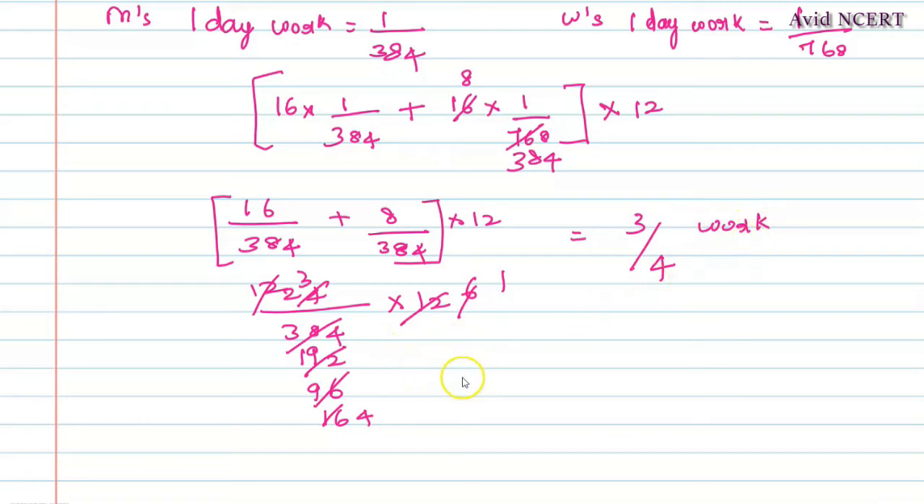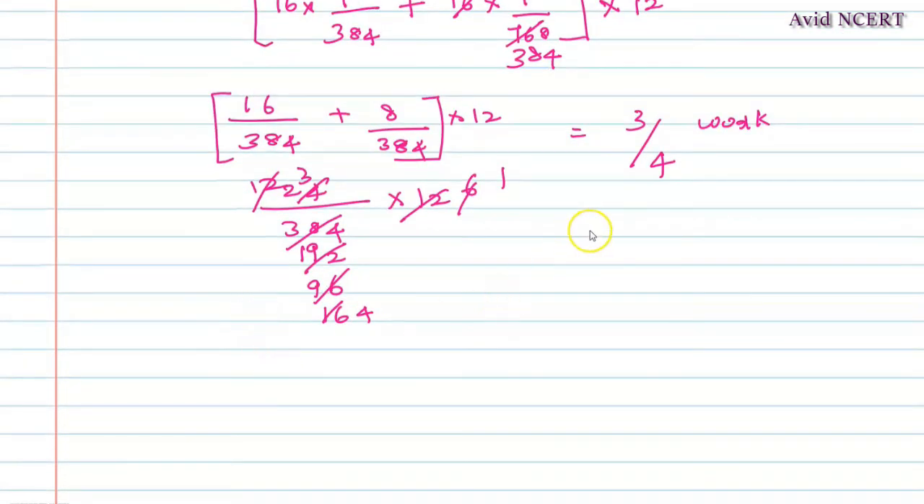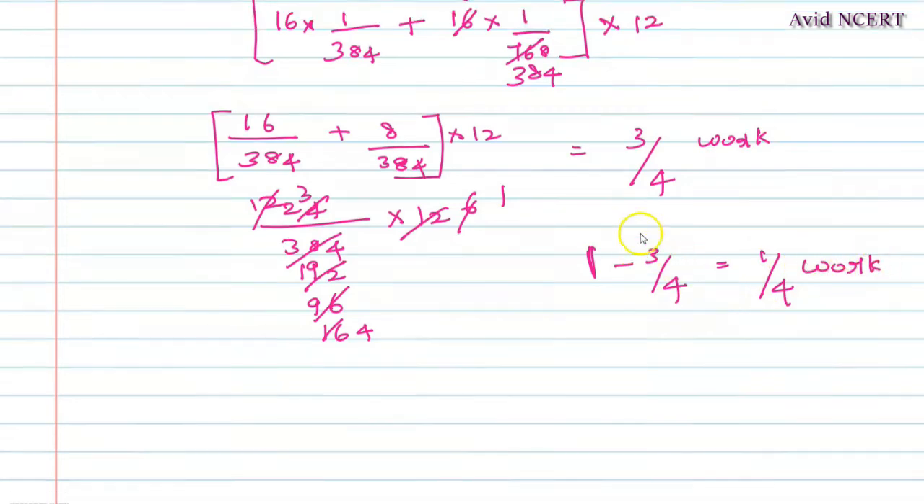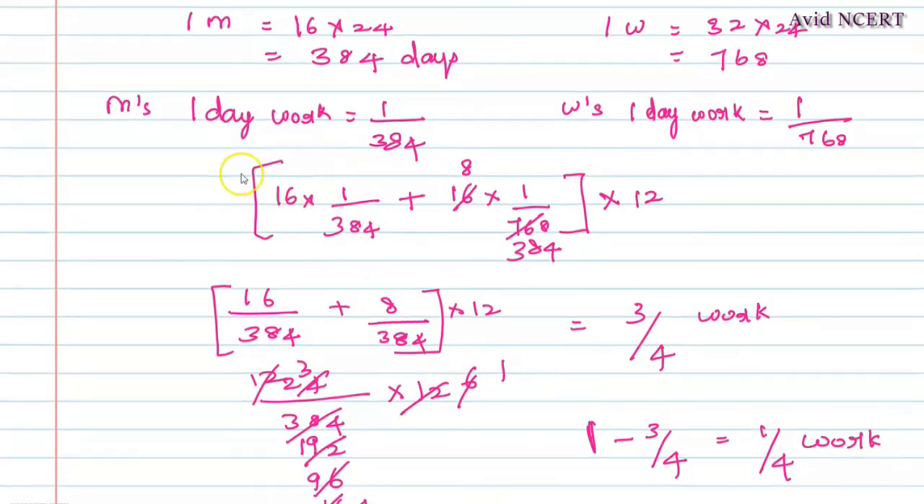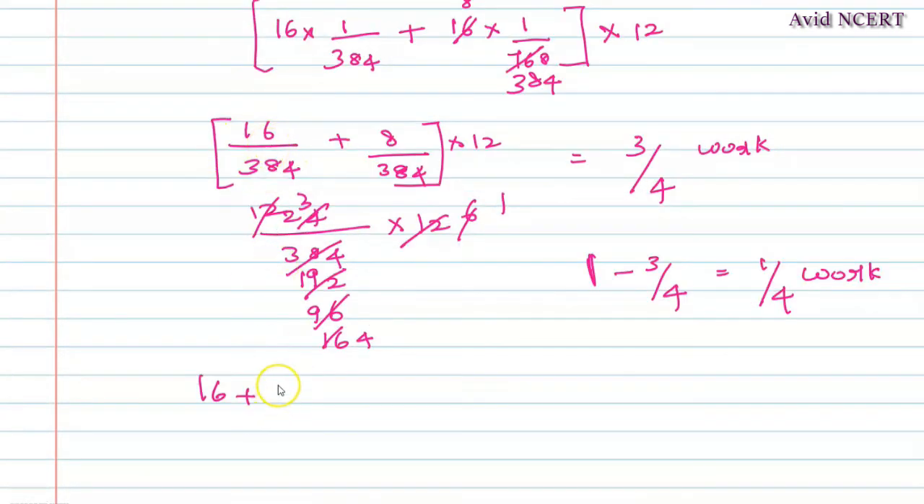So the remaining work will be 1 minus 3 by 4, which is equal to a quarter of the work. To complete this quarter of the work, how many men have to be added? This can be found from this. So 16 plus x, where x is the number of men to be added to complete the work in 2 days.